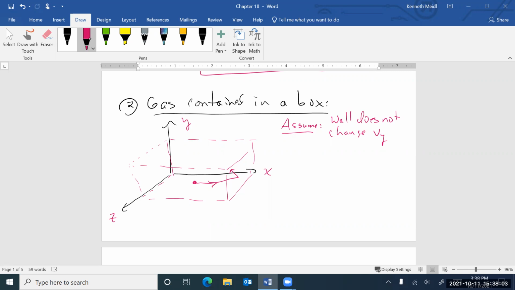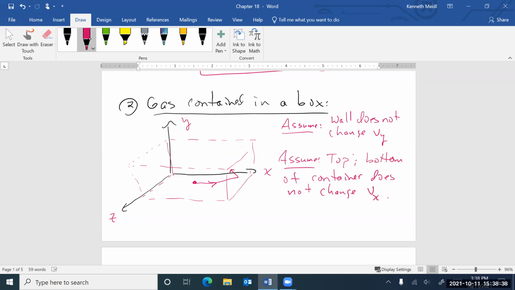And I'm going to probably assume here that if it continues as I've drawn it, it's going to eventually hit the top of the box. So I'm going to assume that the top and the bottom of the container does not change the velocity in the x direction.